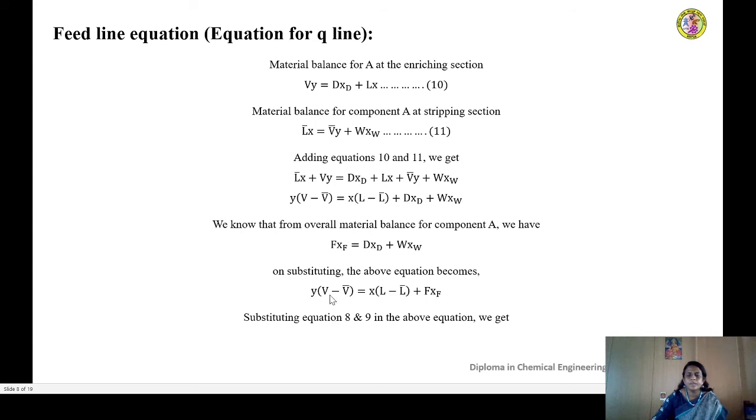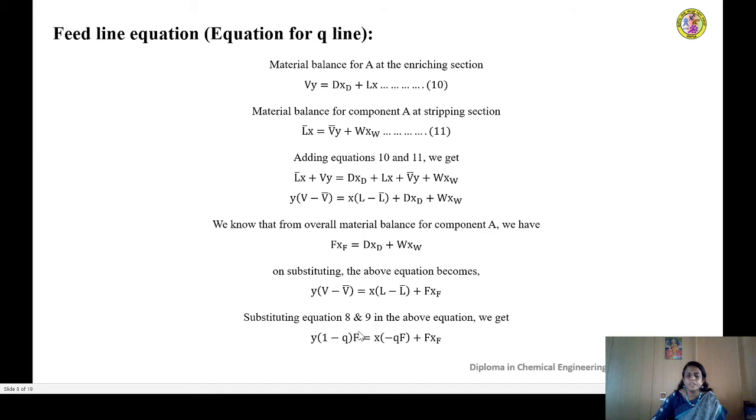Now we have these terms V minus V bar and L minus L bar in equation number 8 and 9. So we know that V minus V bar is equal to 1 minus Q into F, and L bar minus L will be equal to QF. So substituting these terms respectively from equation number 8 and 9 in the above equation, you'll get Y into V minus V bar, which becomes 1 minus Q into F, is equal to X into L minus L bar, which will be minus QF. So substitute that, and Fxf, keep it as it is.